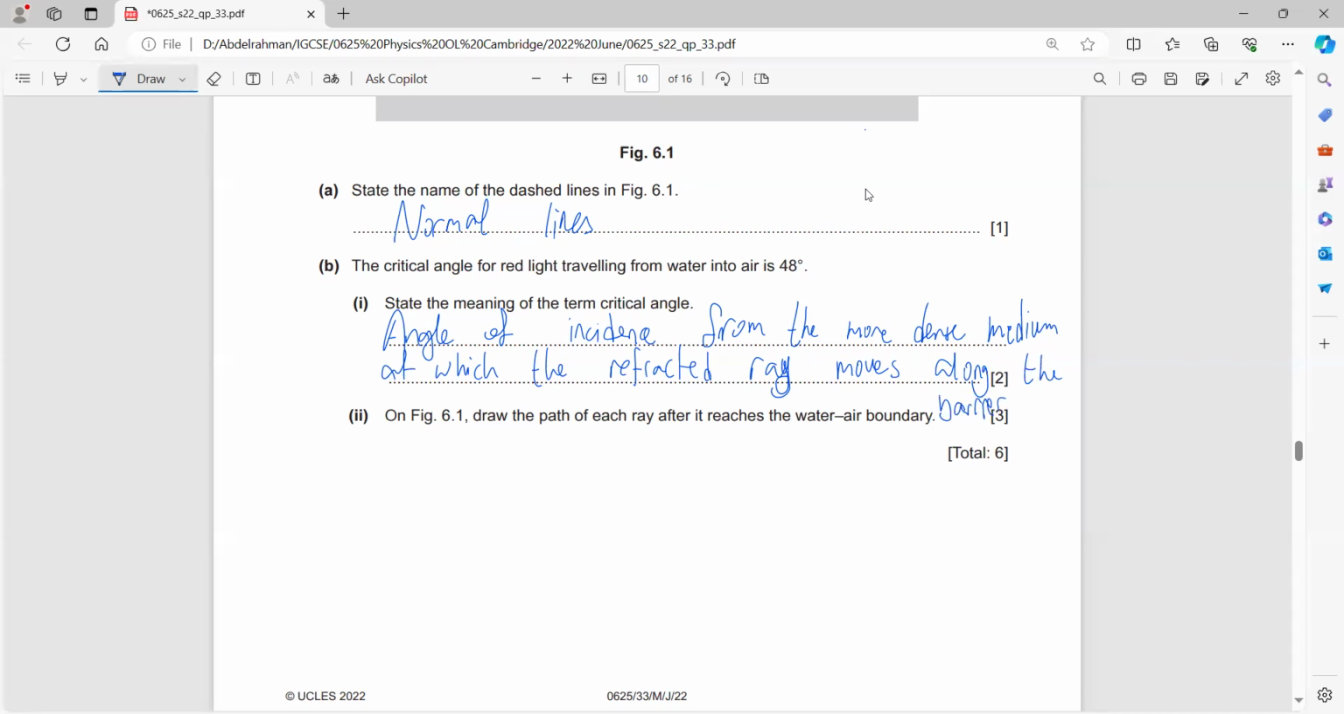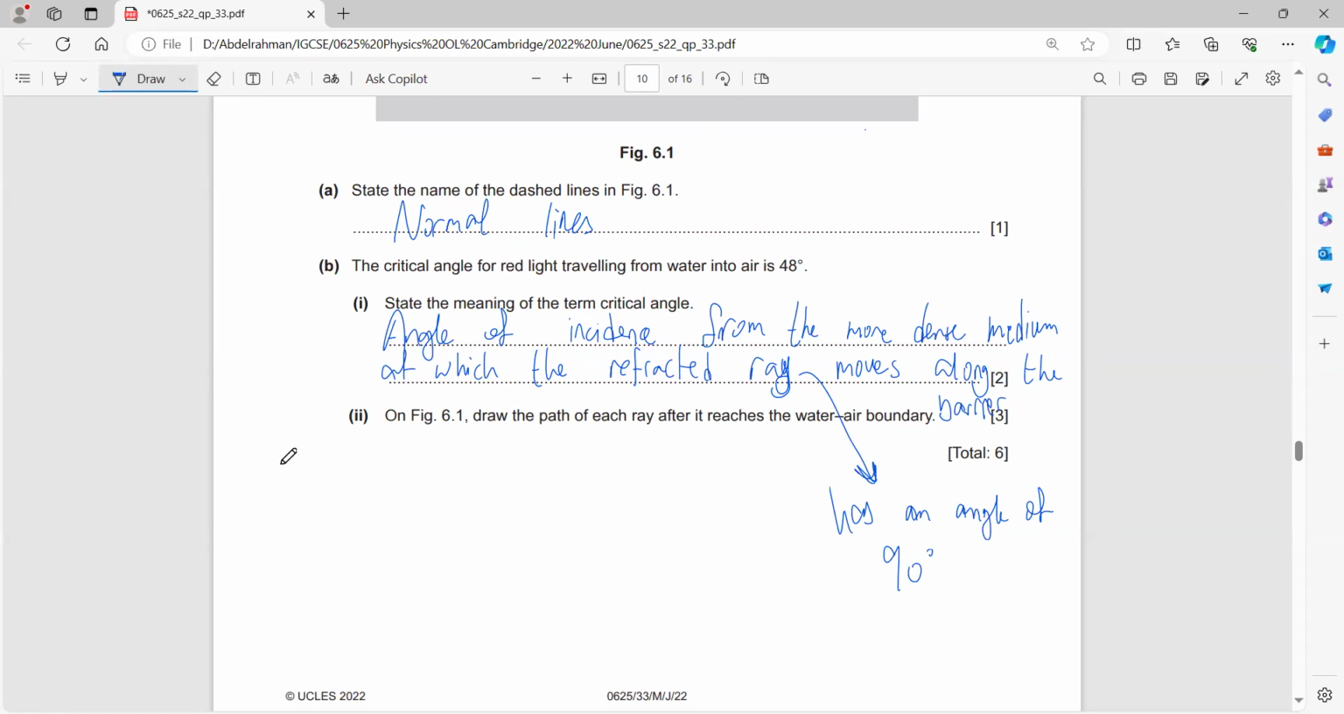Or, at which the refracted ray has an angle. You can say it has an angle of what? Of 90 degrees. The angle of refraction is 90 degrees. 90 degrees means that it moves along the surface. That's the critical angle. It's crucial, that's why we call it critical angle.